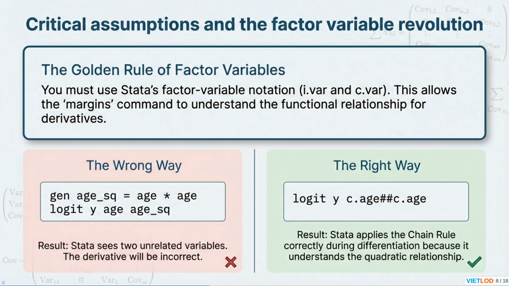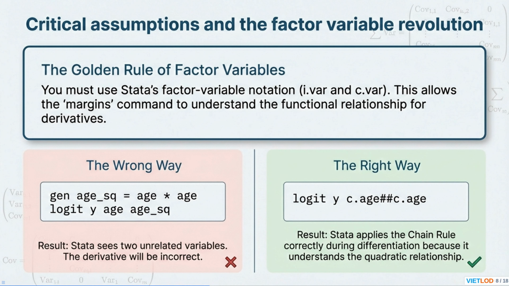relationship between your variables. For instance, if you're modeling a quadratic effect of age, using c.age##c.age signals to Stata that age and age squared are inherently linked. This allows Stata to correctly apply calculus, like the chain rule, when computing derivatives.